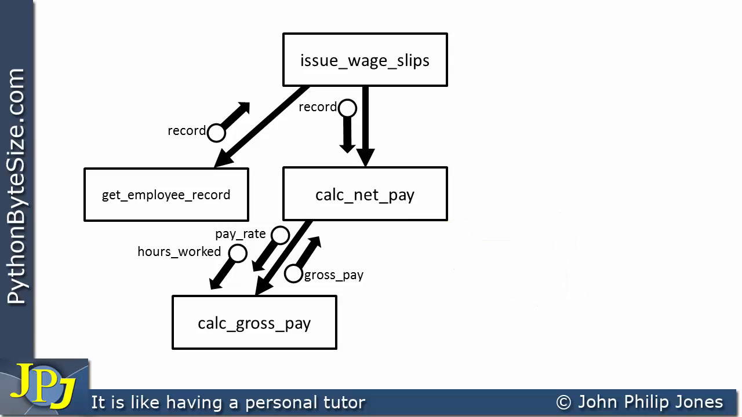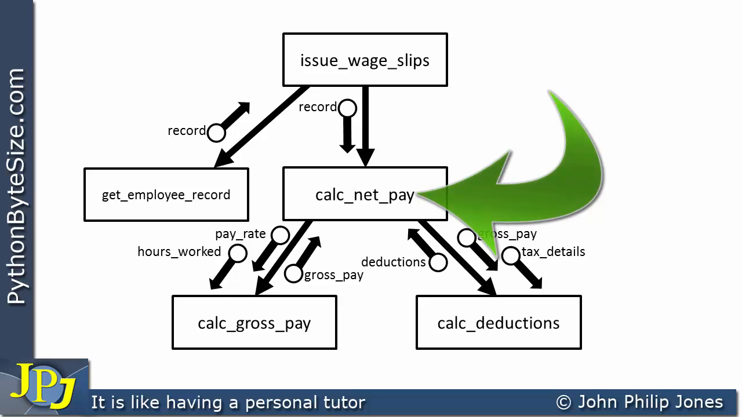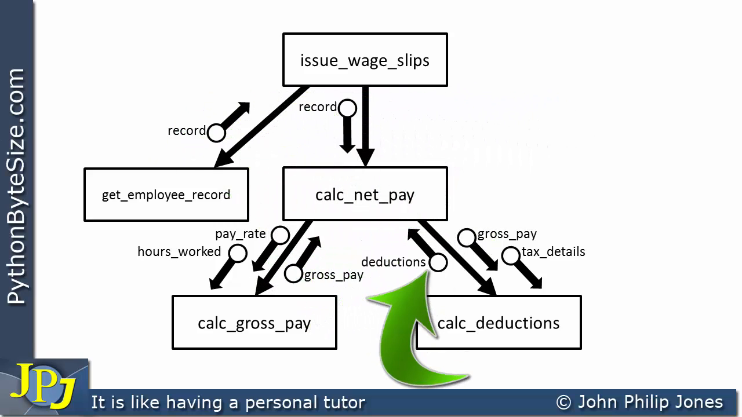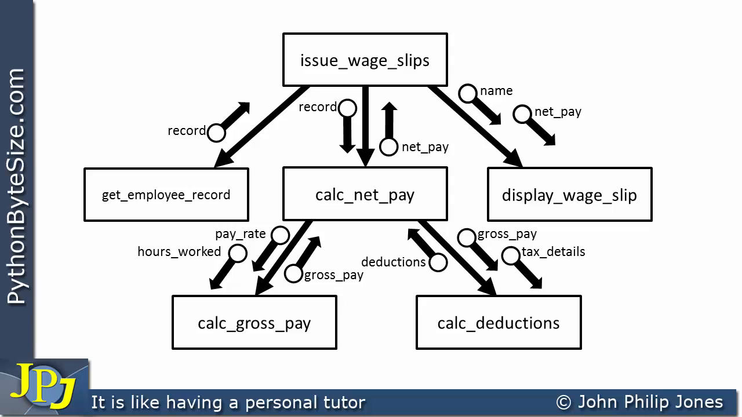Now, the calculateNetPay function is then going to call the calculateDeductions function, passing it the gross pay and the tax details. The calculateDeductions function is going to use the gross pay data and the tax details data and work out what the deductions are. And those deductions are then going to be passed back to calculateNetPay. The calculateNetPay function is then going to use the gross pay and the deductions to calculate the net pay. It'll achieve this by subtracting this data from this to calculate the net pay, and then the net pay is going to be returned to the issueWageSlip function. The issueWageSlip function will then call displayWageSlip, sending it the data, name and net pay. And of course the name would have been extracted from the record, and the net pay, well, we've just discussed how that was actually calculated.